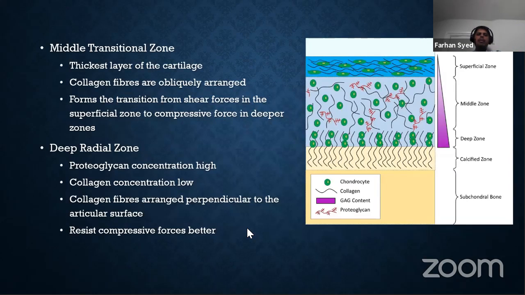We have discussed the arcade of Benninghoff and the superficial zone. Once again, stressing the importance of the middle and the deep zone. Middle zone, as I have mentioned earlier, is the thickest zone with obliquely arranged fibers, and it forms the transition from shear forces. So we mentioned that the superficial zone has to face a lot of shear forces, and the deep zone has to face a lot of compressive forces. And this is the transitional zone. Sorry, this is the deep zone. Deep zone has high proteoglycan content and a very low collagen content with vertically arranged collagen fibers.